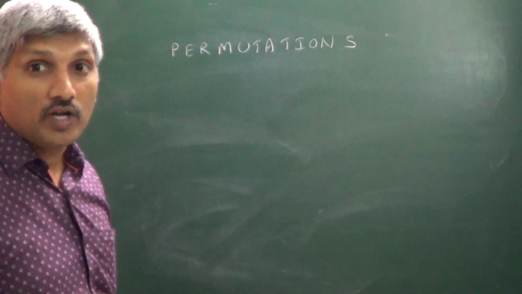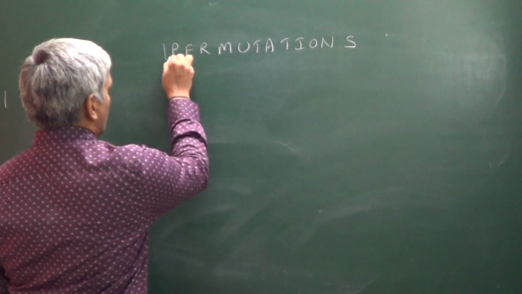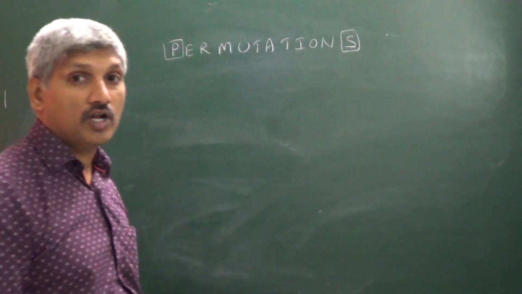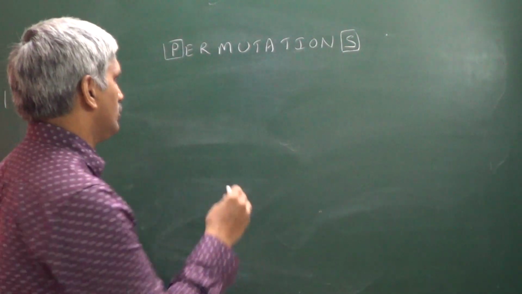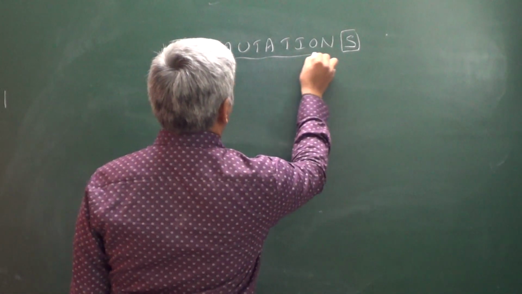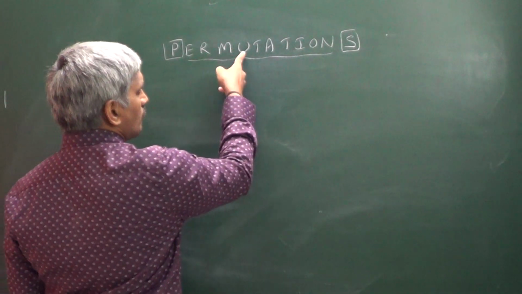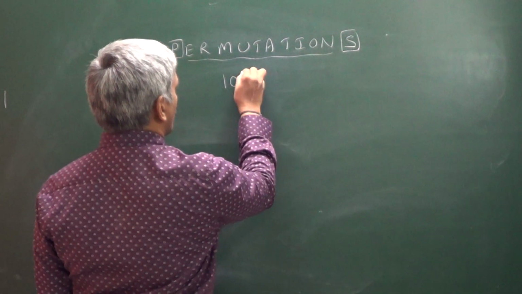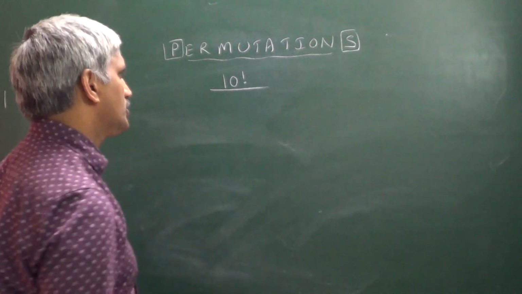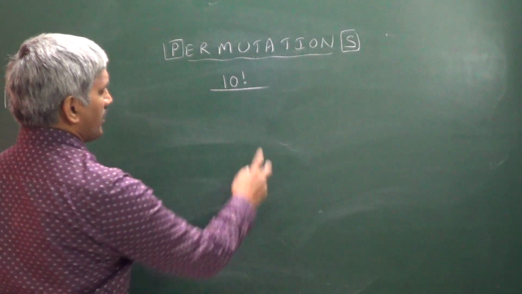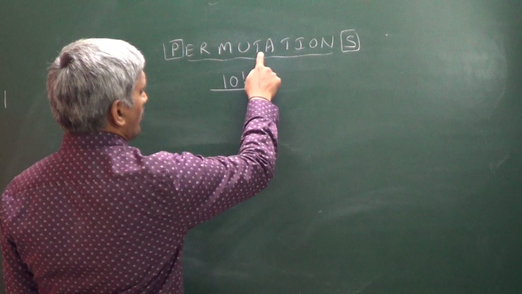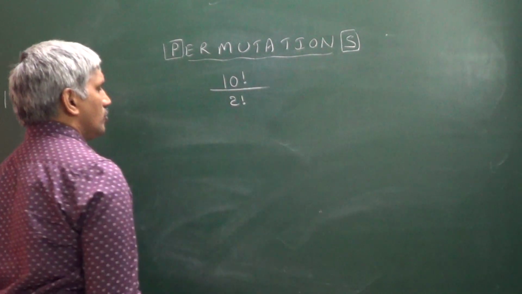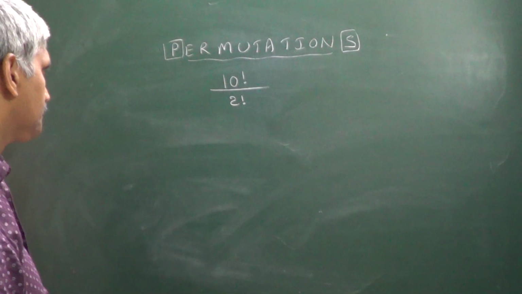He is asking the number of words that begin with P and end with S. Now, how many letters remain? 1, 2, 3, 4, 5, 6, 7, 8, 9, 10. So it is 10 factorial divided by the repetitions. Here T is repeating 2 times, and there is no other repetition. That's why we write 2 factorial.